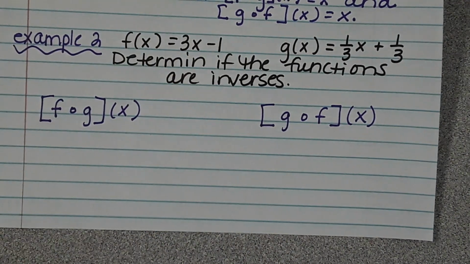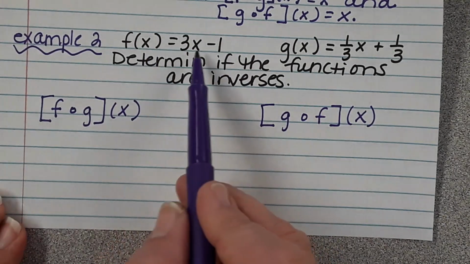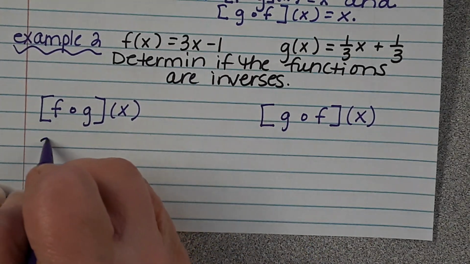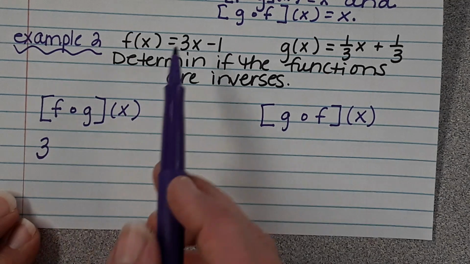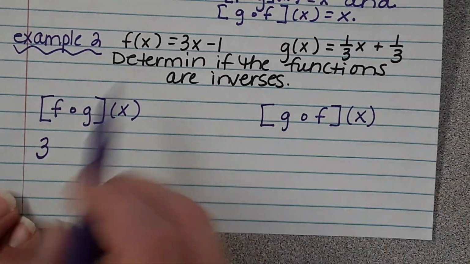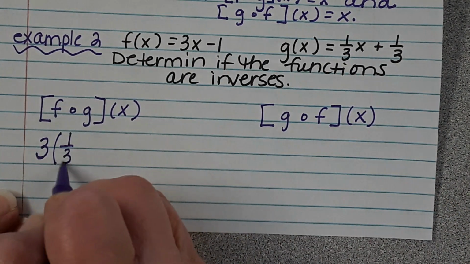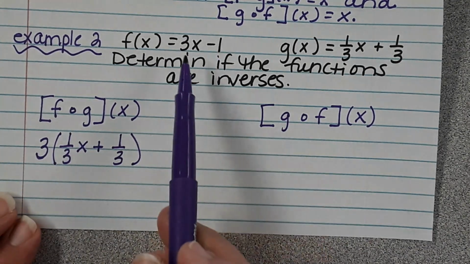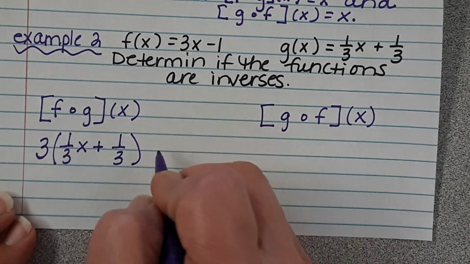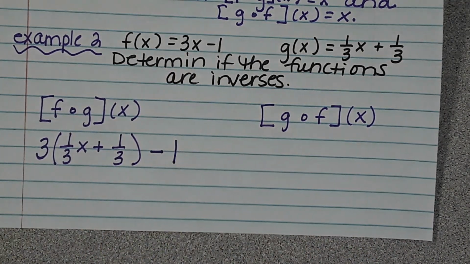Okay, so f of x is 3x minus 1, so I'm going to write the 3. But instead of x, what am I going to write? Instead of x, I'm going to write 1/3 x plus 1/3. And then because f of x has a minus 1, I have to write minus 1. Anyone not sure how I got that problem? This is the time to ask me.